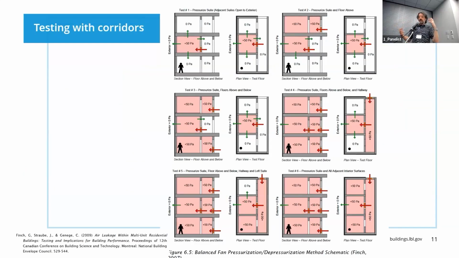But what if you've got buildings with corridors? And we're obviously not going to go through every case here, but you can see it can get kind of complicated when you're trying to pressurize units that are above you, below you, to each side, pressurizing the corridor separately. And having done some of these tests, I can tell you, even with the most careful testing, you can be very, very confounded by things.